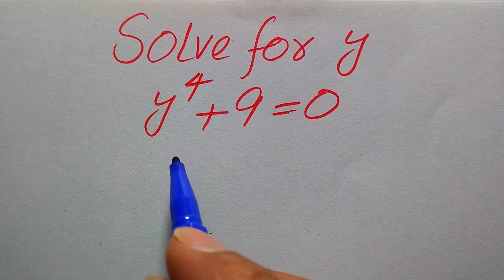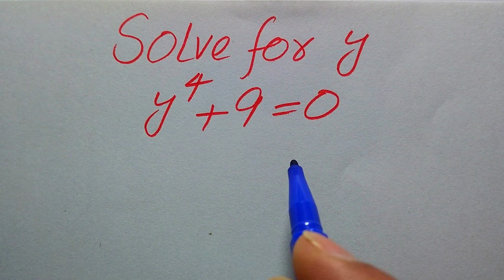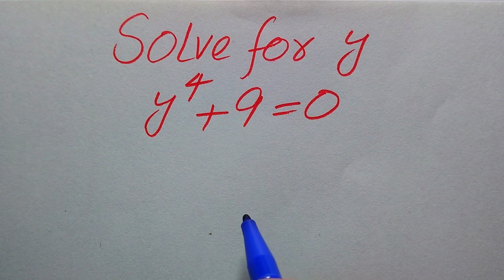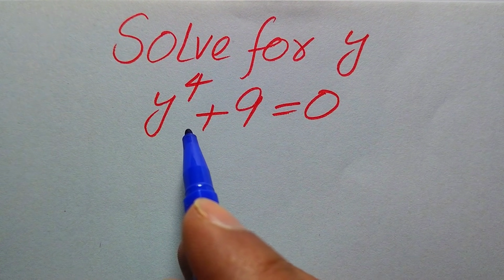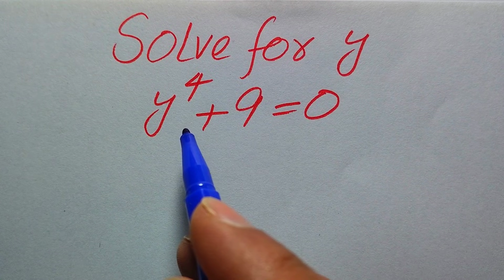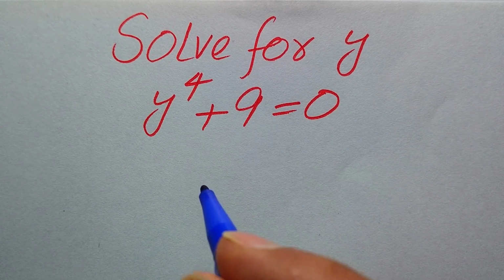So here we have y to the power of 4 plus 9 is equal to 0, and we solve this problem for all the values of y. So here we find all the roots of this equation. You see that this is a fourth order equation, which means that this equation has 4 roots. We find all those roots.